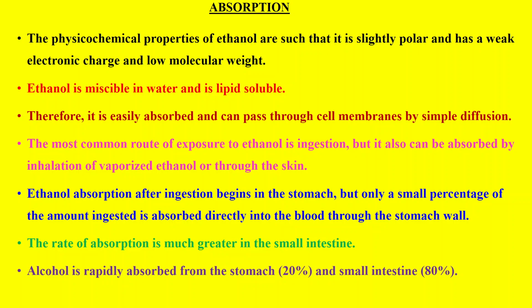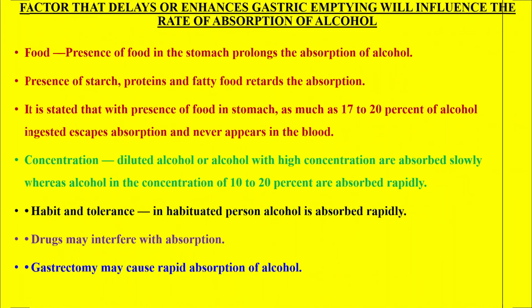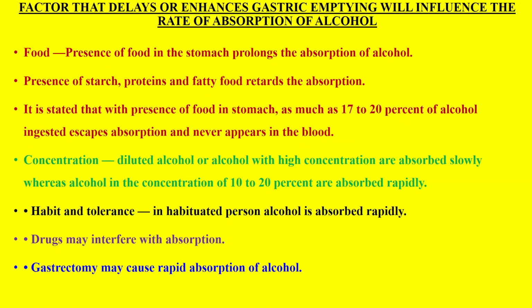Ethanol absorption after ingestion begins in the stomach, and only a small percentage of it is absorbed in the stomach. However, most of the absorption takes place in the small intestine, which is about 80%. Factors that delay or enhance gastric emptying will influence the rate of absorption of alcohol, like food. Presence of food in the stomach prolongs the absorption of alcohol. Presence of starch, protein, fatty food retards the absorption. It is stated that with the presence of food in the stomach, as much as 17 to 20% of the alcohol ingested escapes absorption, and it never appears in the blood. So if you are taking alcohol on a full stomach, 20% of the ethanol is just there, like you have wasted it.